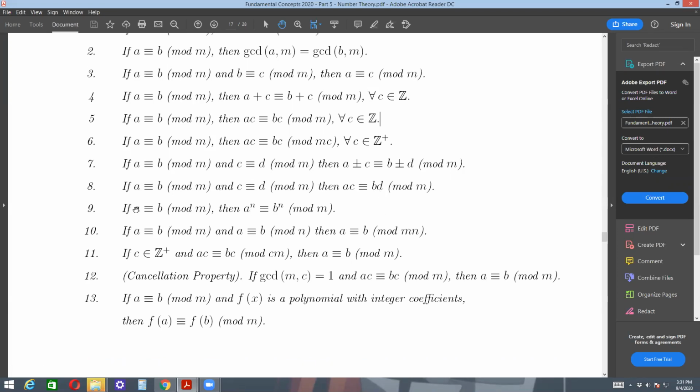What I could also do is take A is congruent to B and raise both sides to the same power. So if A is congruent to B, then A to the power of N is congruent to B to the power of N for any positive integer N. All right, so I could square both sides, or I could cube both sides, and it still works.